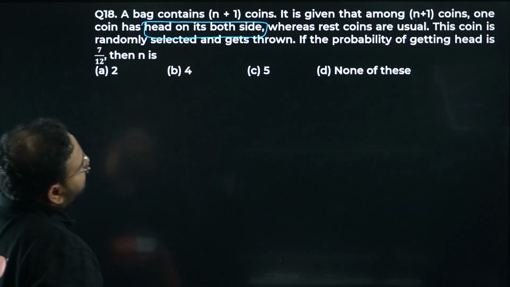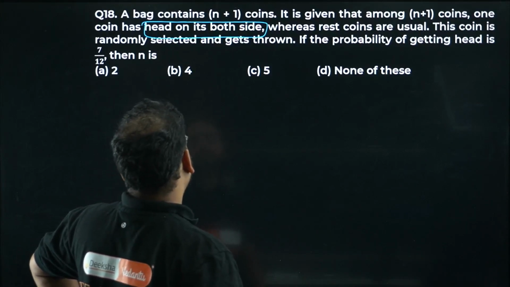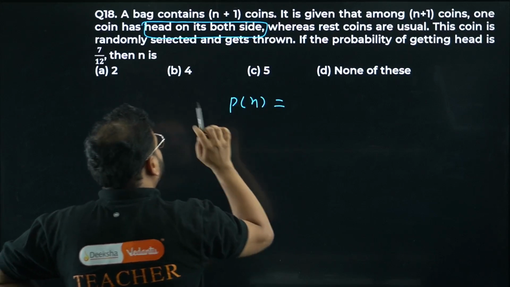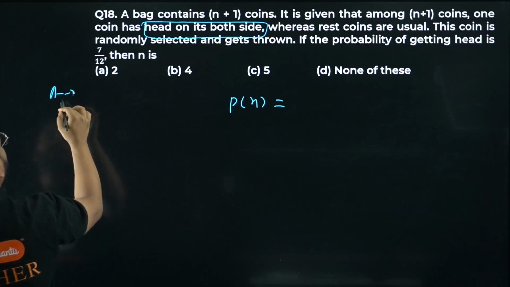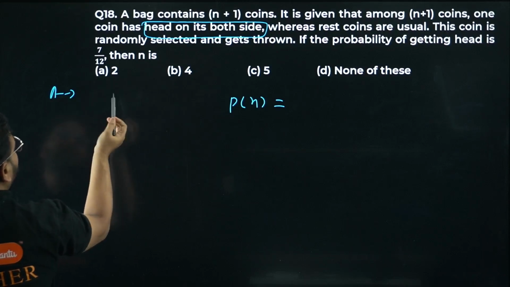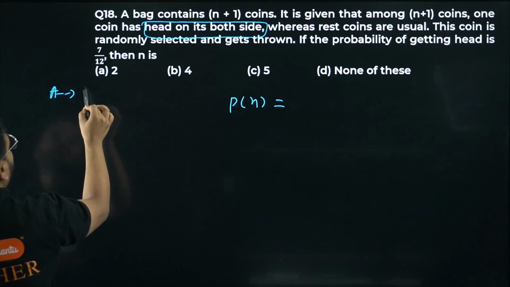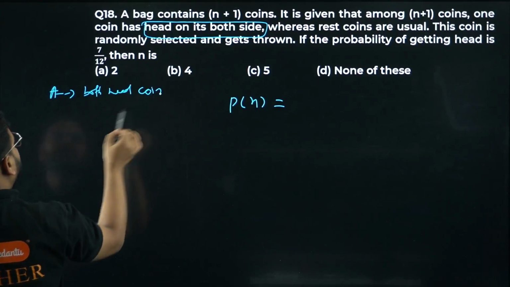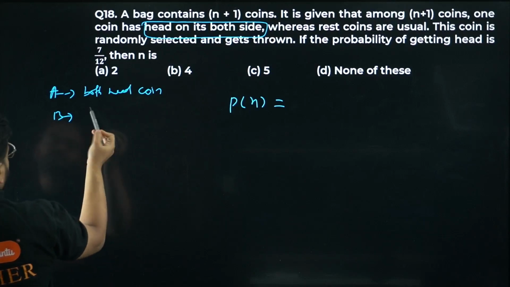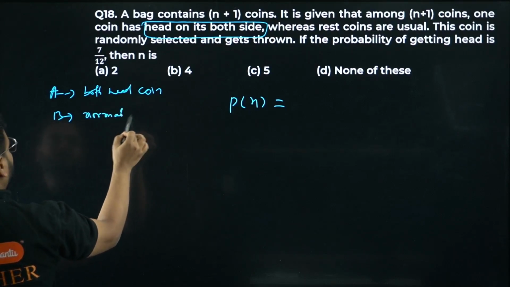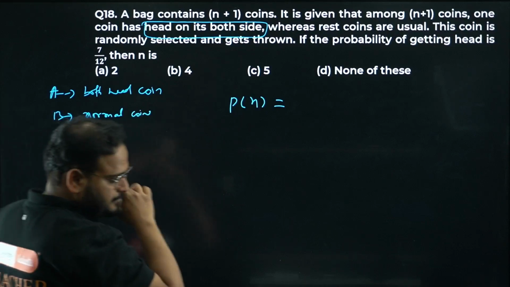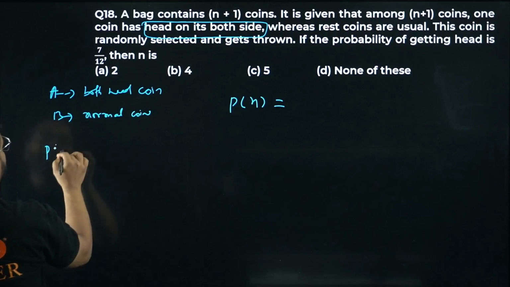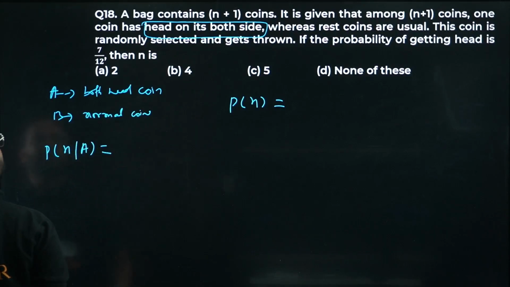If the probability of getting head is 7 by 12, let's take the events first of all. Event A: I choose the coin with head on both sides. And event B is going to be a normal coin.